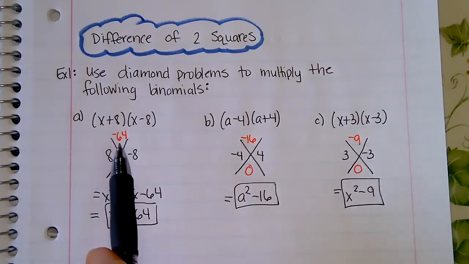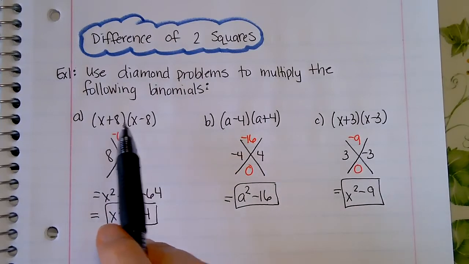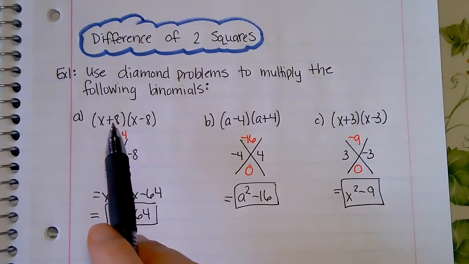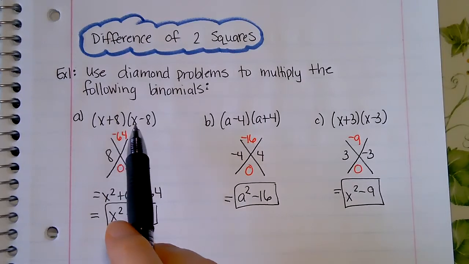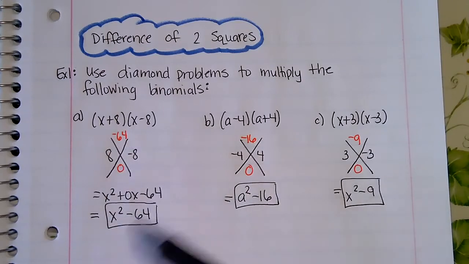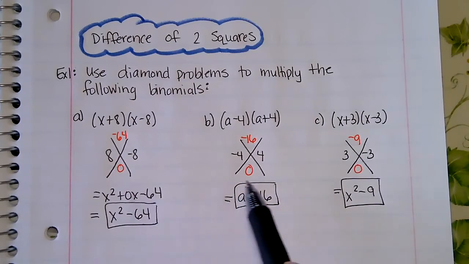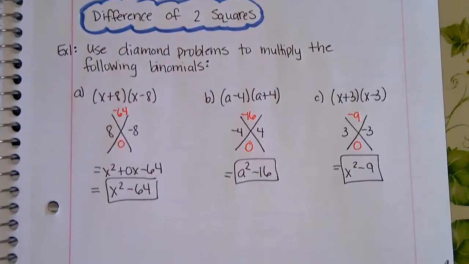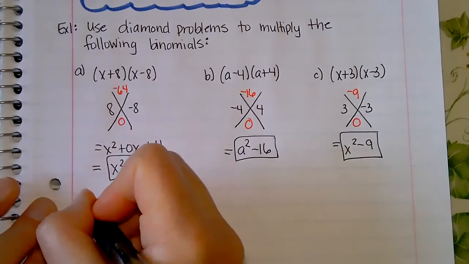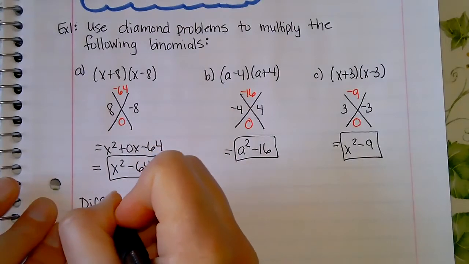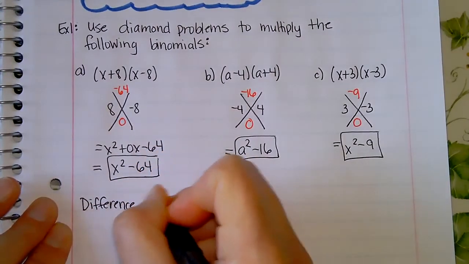So again, what you'll notice is they have the same terms in both parentheses, but one's a plus and one's a minus, okay? And so that middle term, which was maybe the x's or over here your a's, was canceling out all the time. So I'm going to write a little formula here. Difference of two squares.